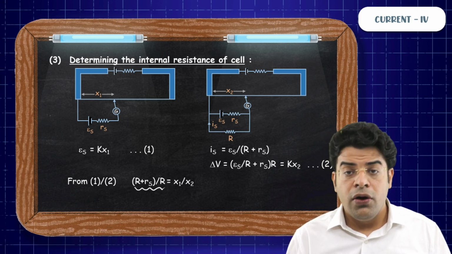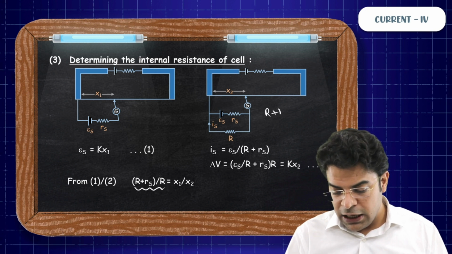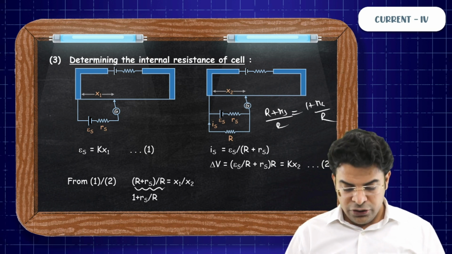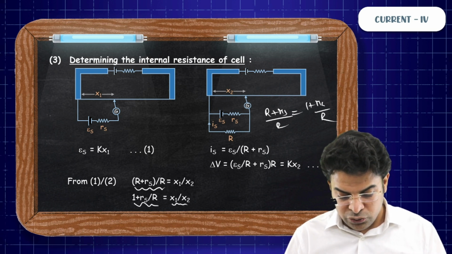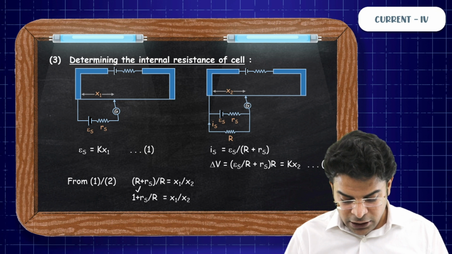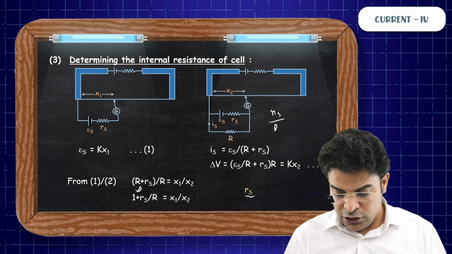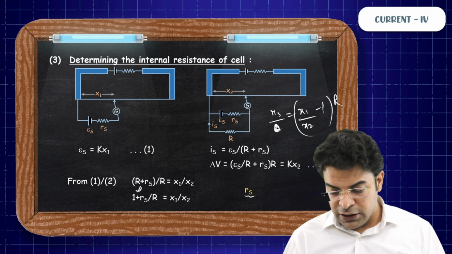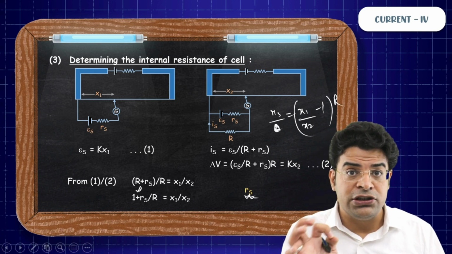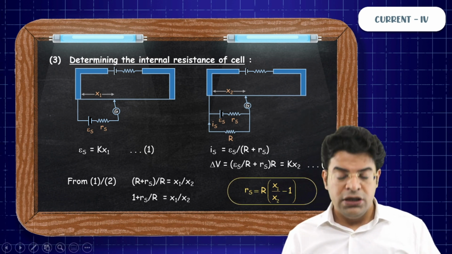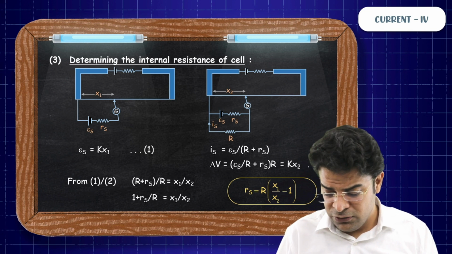Now, you can write R plus RS upon R to be the same as 1 plus RS by R. So you get 1 plus RS by R equals x1 by x2. Bring this term of 1 to the right hand side. So you get RS by R equals x1 by x2 minus 1, and then multiply by this R here. So you get the internal resistance of the cell is nothing but R into x1 by x2 minus 1. Do we need to remember this formula? If you wish to remember, remember.